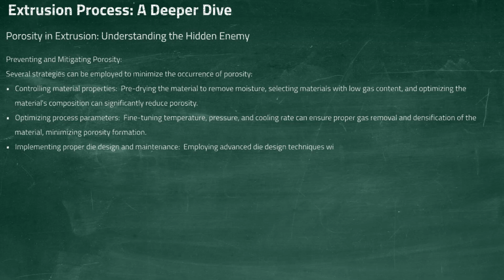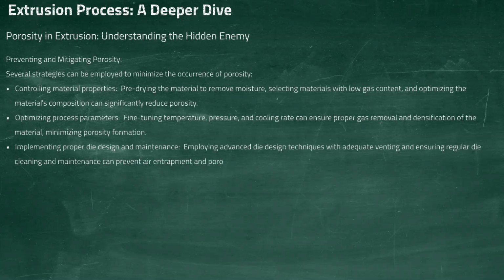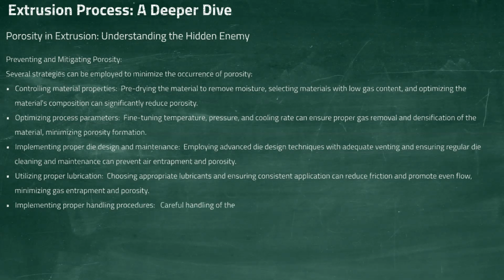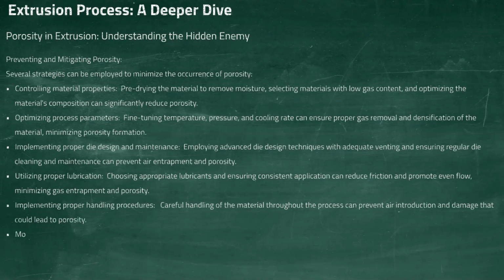Implementing proper die design and maintenance. Employing advanced die design techniques with adequate venting and ensuring regular die cleaning and maintenance can prevent air entrapment and porosity. Utilizing proper lubrication: choosing appropriate lubricants and ensuring consistent application can reduce friction and promote even flow, minimizing gas entrapment and porosity. Implementing proper handling procedures: careful handling of the material throughout the process can prevent air introduction and damage that could lead to porosity.